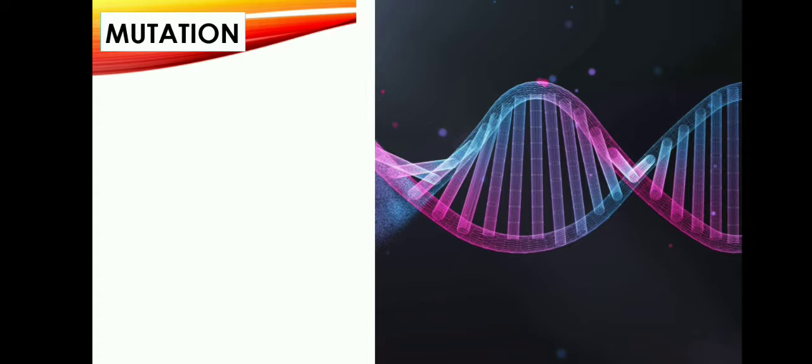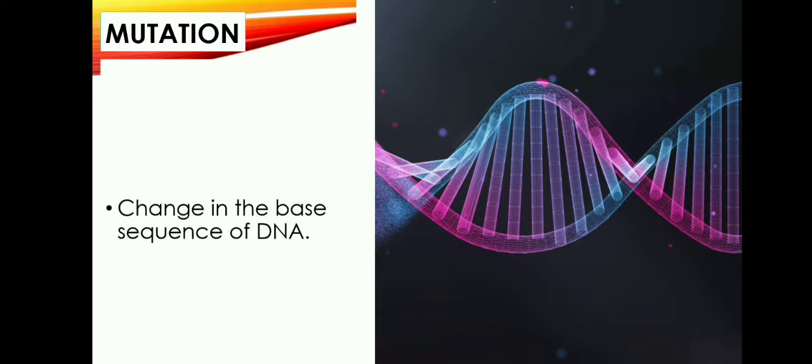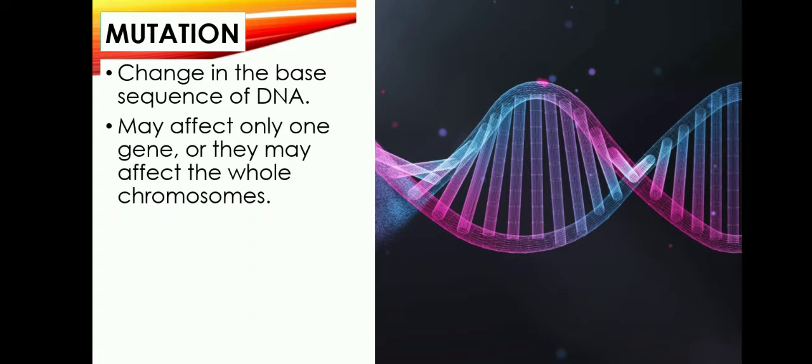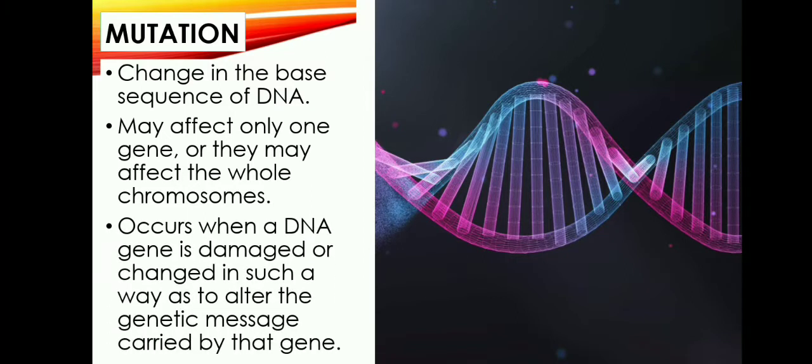What is mutation? Mutation is a change in the base sequence of DNA. It may affect only one gene or the whole chromosome. It occurs when a DNA gene is damaged or changed in such a way as to alter the genetic message carried by that gene. Simply put, mutation is a change in the normal sequence of the DNA.